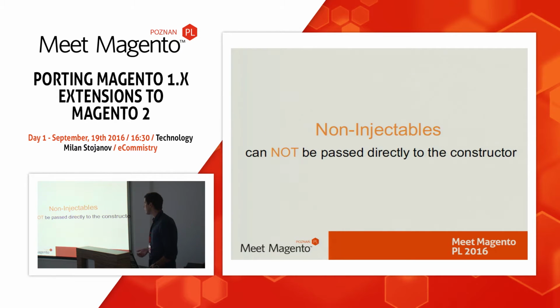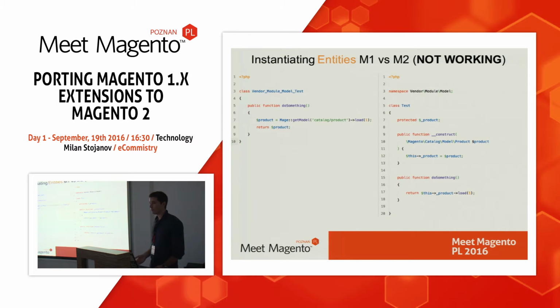So, simply, non-injectables are classes that cannot be passed directly to the constructor. Entities like models, resource models, and collections are all good examples of non-injectable classes. Again, a comparison between Magento 1 and Magento 2. On the left is how we instantiate a product model in Magento 1, and on the right is the example that doesn't work with Magento 2. It doesn't work because if we follow the same pattern as we did with helpers, by providing the full path of the product model, the system will not be able to instantiate this class.